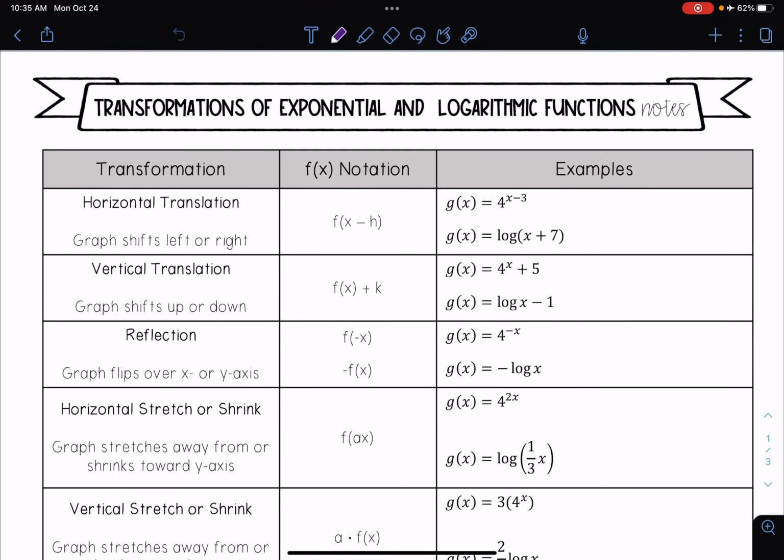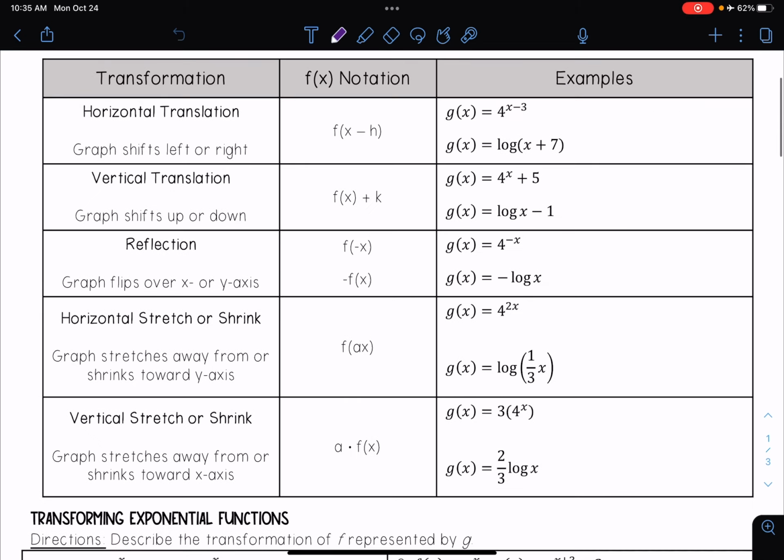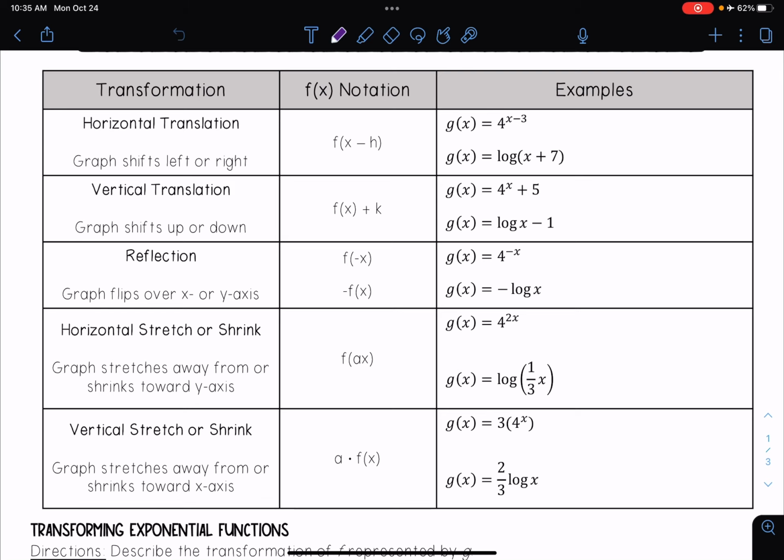Hello everyone, today we're going to be talking about transformations of exponential and logarithmic functions. So we've seen this chart multiple times, but we have these basic transformations.